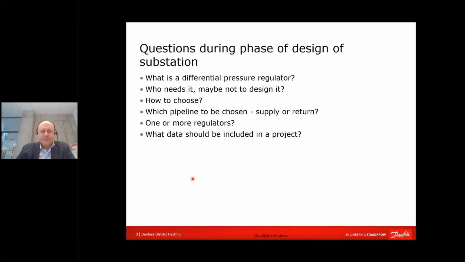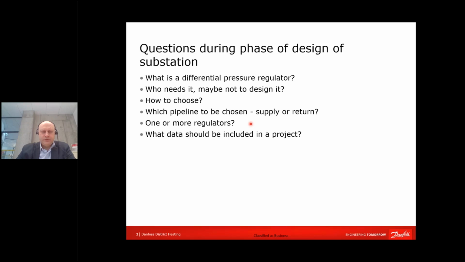Questions during the design phase of a substation. Some can ask, what is a differential pressure regulator? Some may ask, who needs it at all? Maybe I shouldn't include it because it's obsolete, expensive, or whatsoever. Then if we are ready to size it, we'll have questions on how to choose. Natural questions come, where to put it, which pipeline to choose, supply or return.